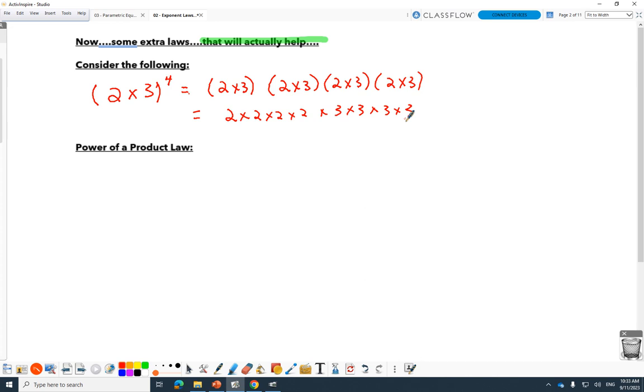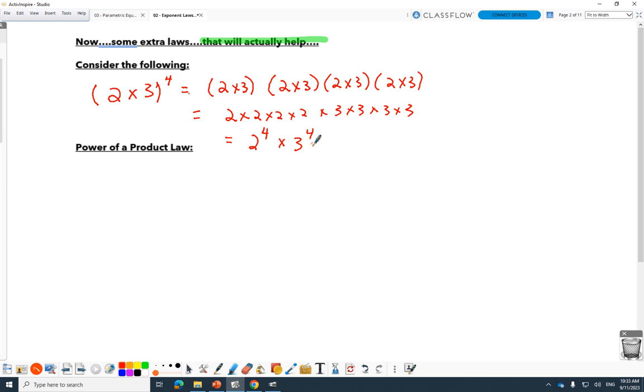How many 2's are multiplied together? 4 of them are multiplied together. And how many 3's are multiplied together? 4. So I get 2 to the 4 times 3 to the 4. Allowing us to have a shortcut. If what's inside is a product, and if you're bored, listen to my words carefully. If what's inside is a product, only if it's a product. If it's a product, can you see the shortcut? How could I have got from the first line to the last line without writing it all out? What happens with the exponent 4? It just goes to each one.